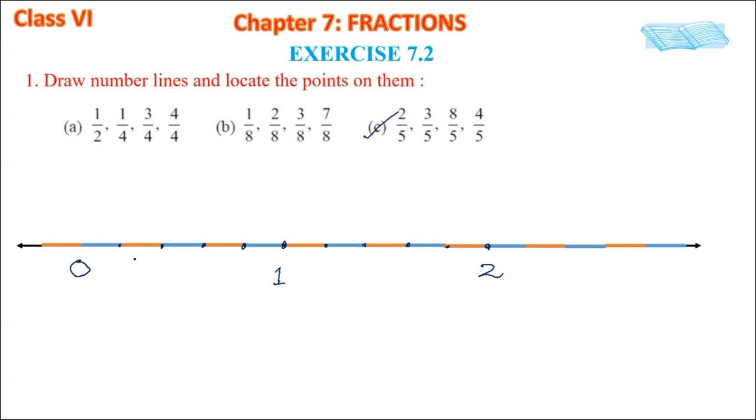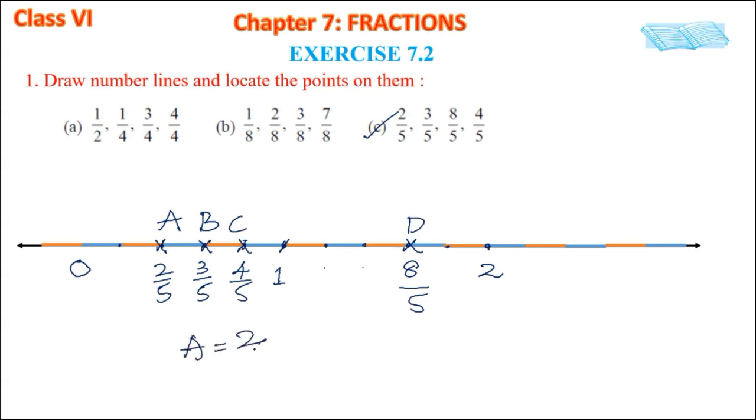Now, the numbers to be mentioned are 2 by 5. This is the second point. This third point is 3 by 5. This point is 4 by 5. This is 5 by 5, 6 by 5, 7 by 5, and this point is 8 by 5. So I have omitted all other fractions on the number line. I have just mentioned these 4, A, B, C, and this is D.